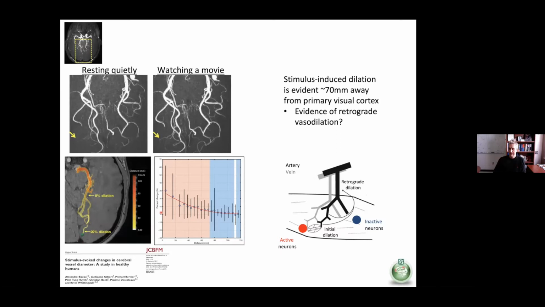Last but not least is the concept of retrograde vasodilation. This time, instead of using EEG, we took images of the cerebral blood vessels. So this is not BOLD or CBF, it's literally in white here. You have the two posterior cerebral arteries feeding the visual cortex. And this is what the arteries look like when the subject is resting quietly.